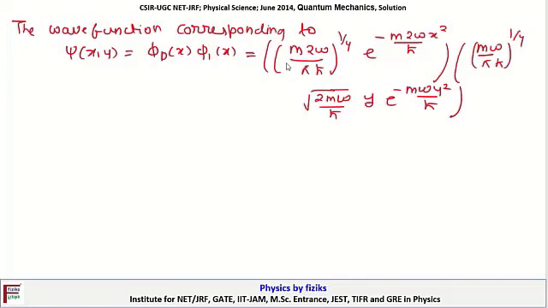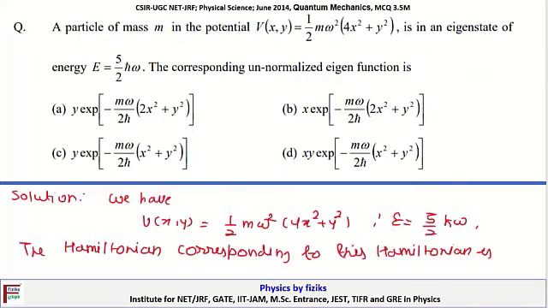So one can check it out. This is a normalized wave function. Unnormalized is proportional to y e to the power minus m omega by 2 h cut times 2x square plus y square. So if we check it out, our option A is the correct answer.